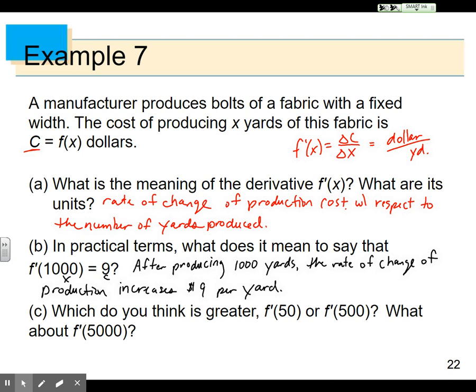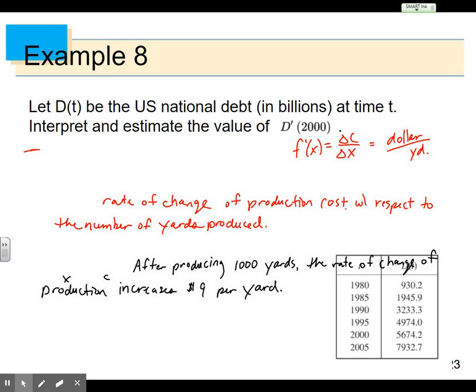I'm going to skip part C. I might talk about it in class, but I don't think we need to have it going forward. Okay.